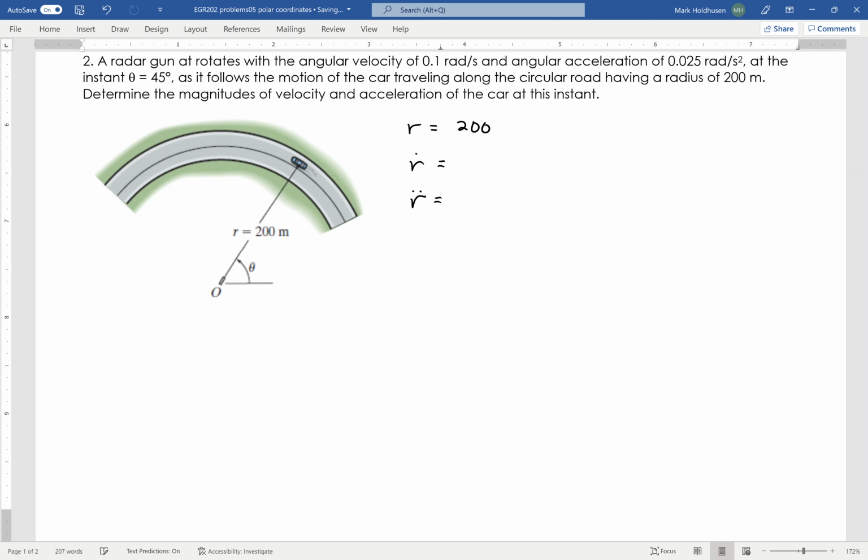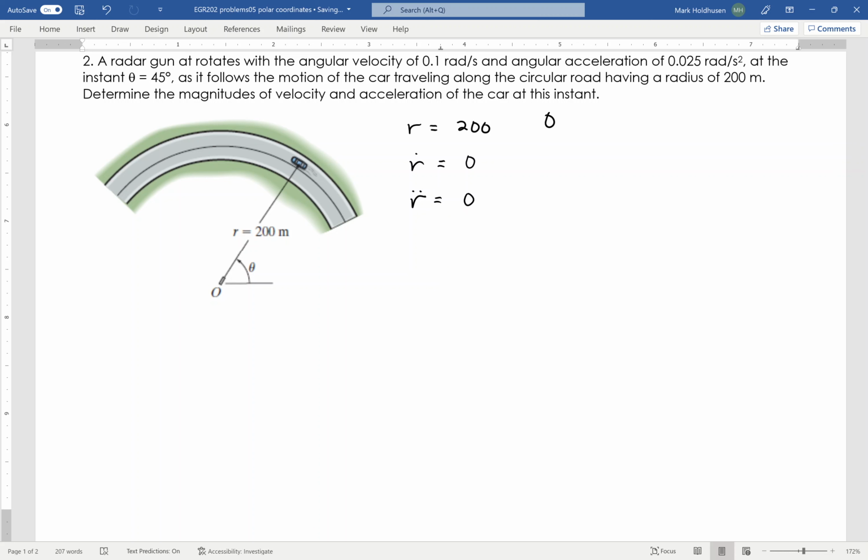Now, this is going around a circular path with a constant radius, right? So this car is never getting further away. It's constant at 200 as it goes around the curve. Therefore, r dot and r double dot both go to 0.